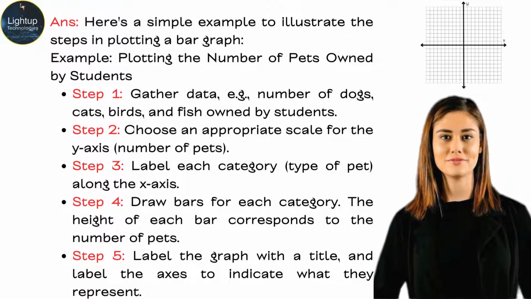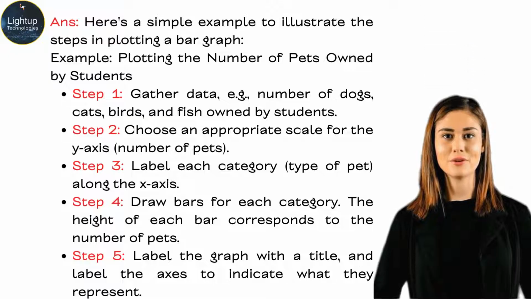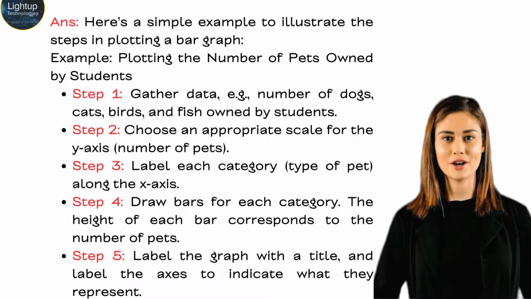Step 3. Label each category, type of pet, along the x-axis. Step 4. Draw bars for each category. The height of each bar corresponds to the number of pets. Step 5. Label the graph with a title and label the axes to indicate what they represent.